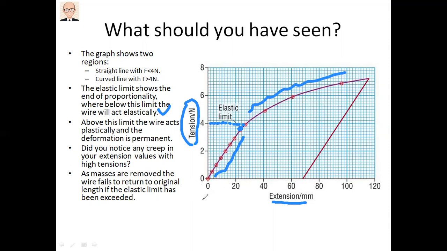And as the masses are removed, the wire fails to return to its original length if the elastic limit has been exceeded. So if we move beyond the elastic limit and remove the forces, the material is not going to be able to return to its original length, original position. It will be longer than before. Okay, let's continue.